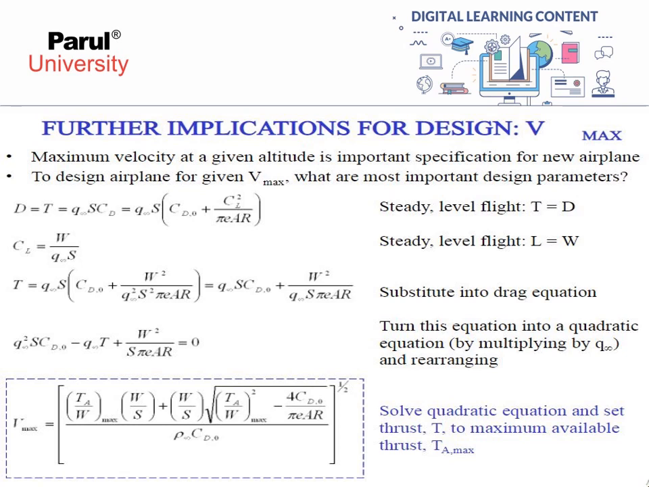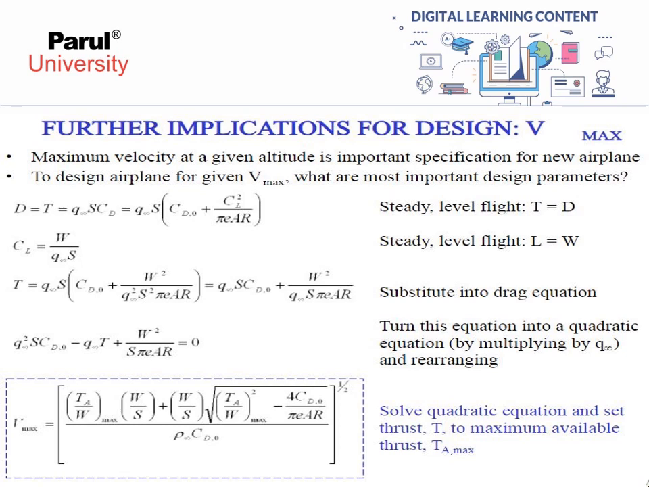Further implications for design of Vmax. The maximum velocity at a given altitude is an important specification for new airplanes. To design airplanes for a given Vmax, what are the most important design parameters?